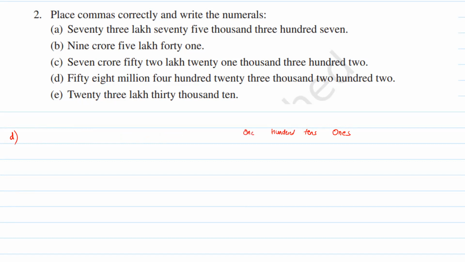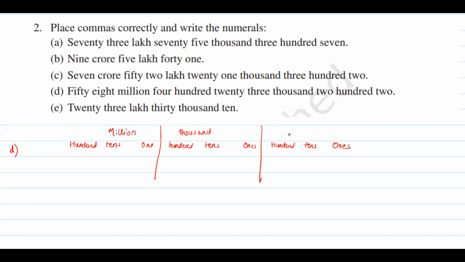Then again we have ones, tens, 100. Then again we have the similar thing, ones, tens, 100. But in this, the periods are like, this is a million period. This is 1,000 period. And the last one is the ones period.